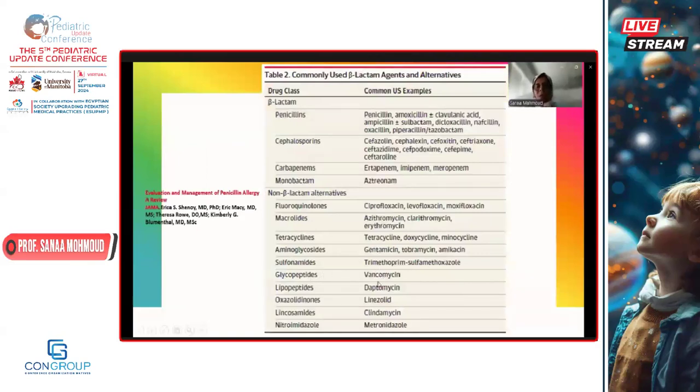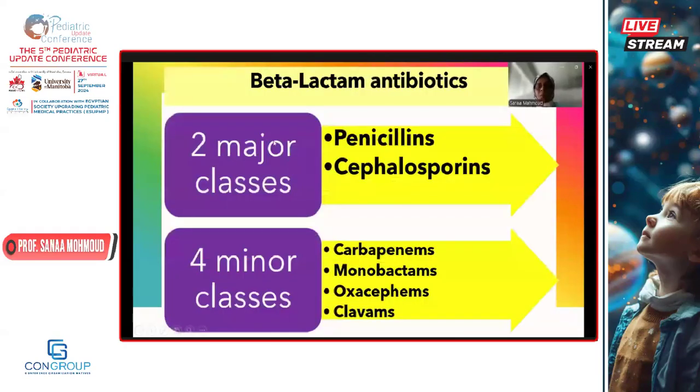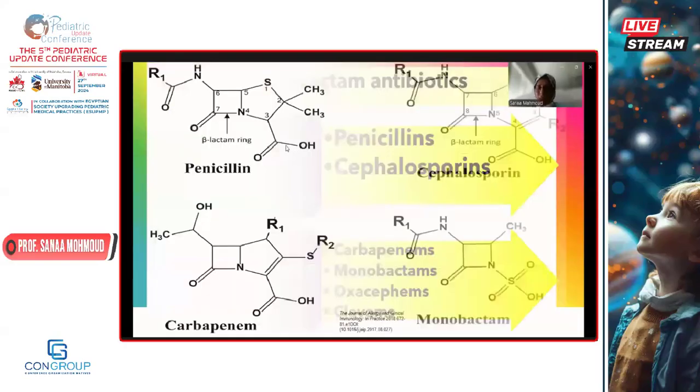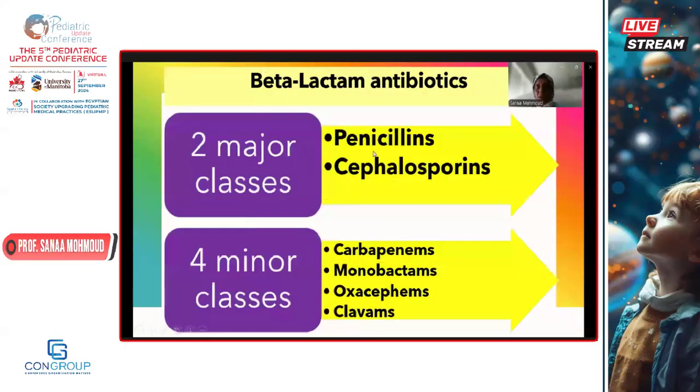Glycopeptides are vancomycin, lipopeptides, daptomycin, we don't use it a lot, and oxazolidinone, which is linezolid, and the lincosamide is clindamycin, and the nitroimidazole, metronidazole. We use this a lot. How about the beta-lactam? Beta-lactams actually are two major classes and two minor classes.